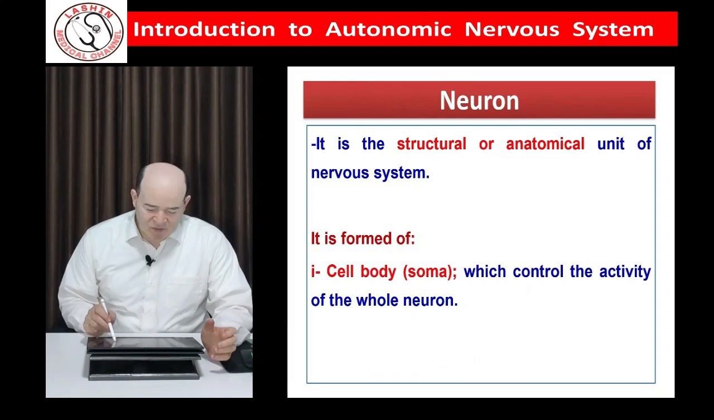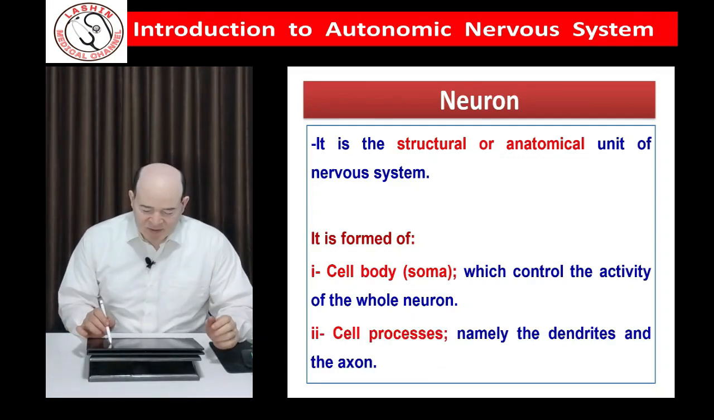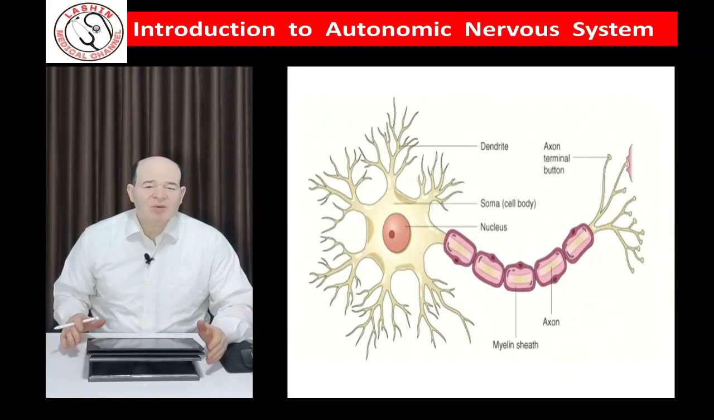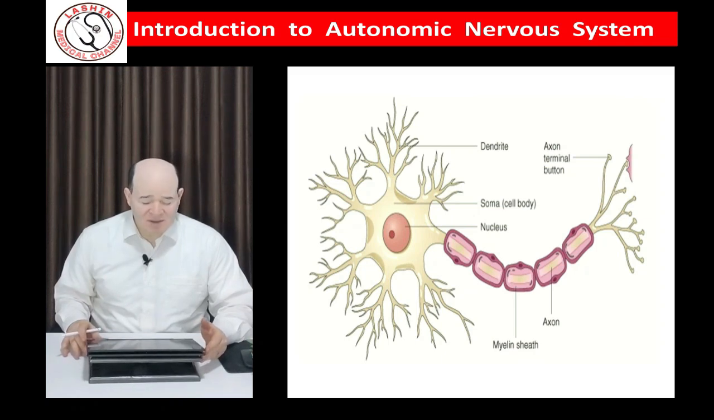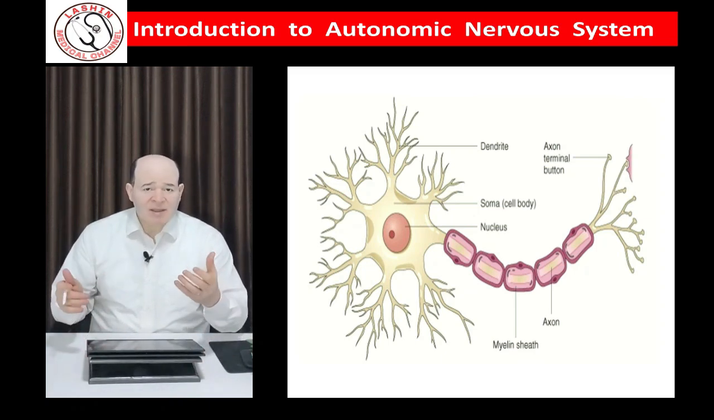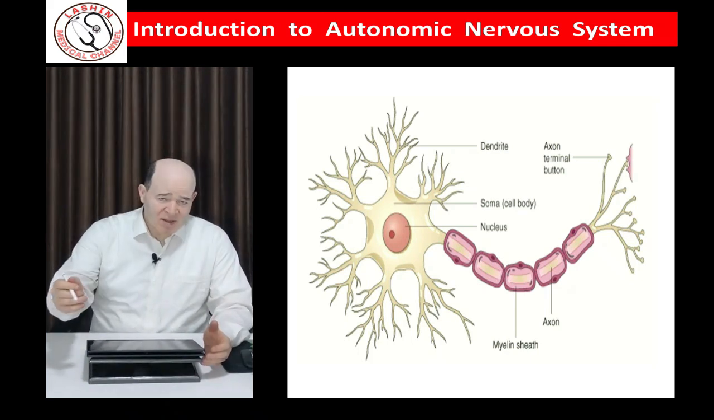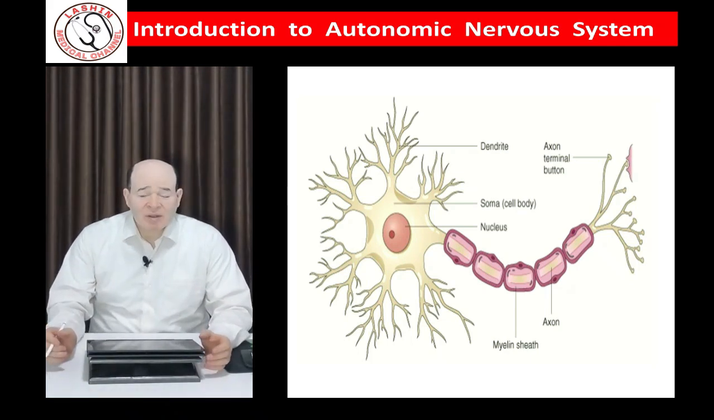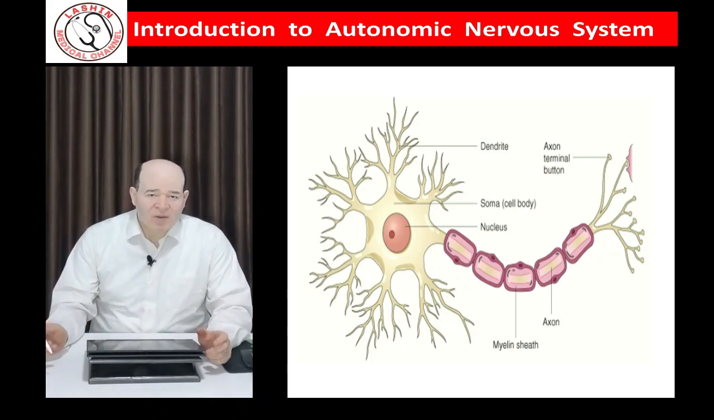Regarding the structure of the nervous system, first the neuron. As we know, the neuron is the structural and anatomical unit of the nervous system, and its detailed structure will be discussed in the histology subject. However, now we are talking about the general aspects of the neuron.